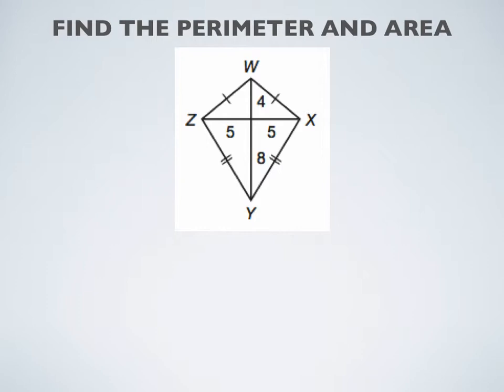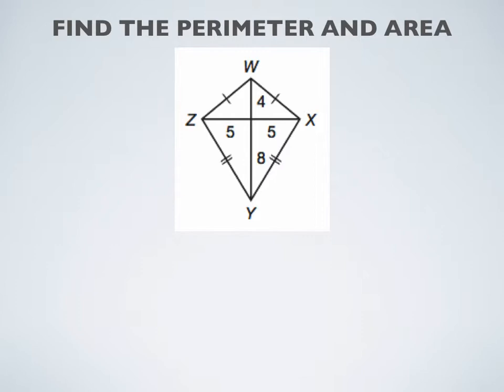Now the perimeter and area of this kite. This is a kite because it has two pairs of consecutive congruent sides. You'll notice side ZW and WX are congruent. Similarly, side ZY and YX are congruent.